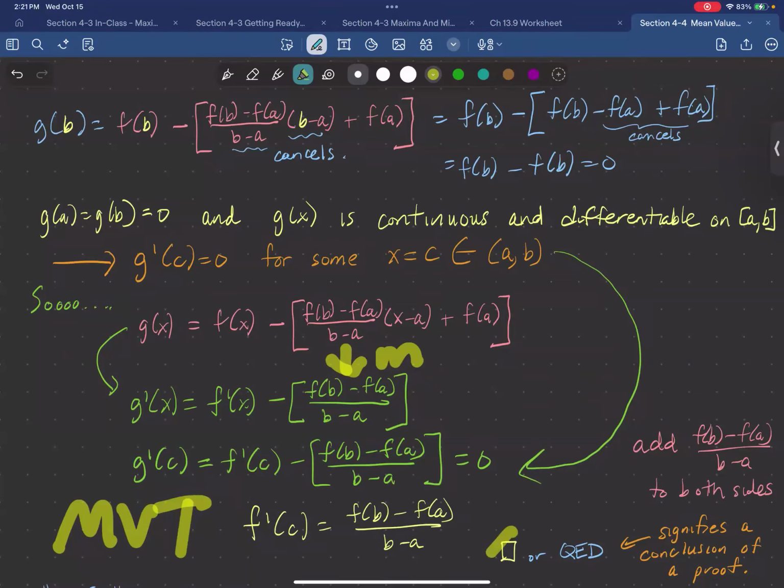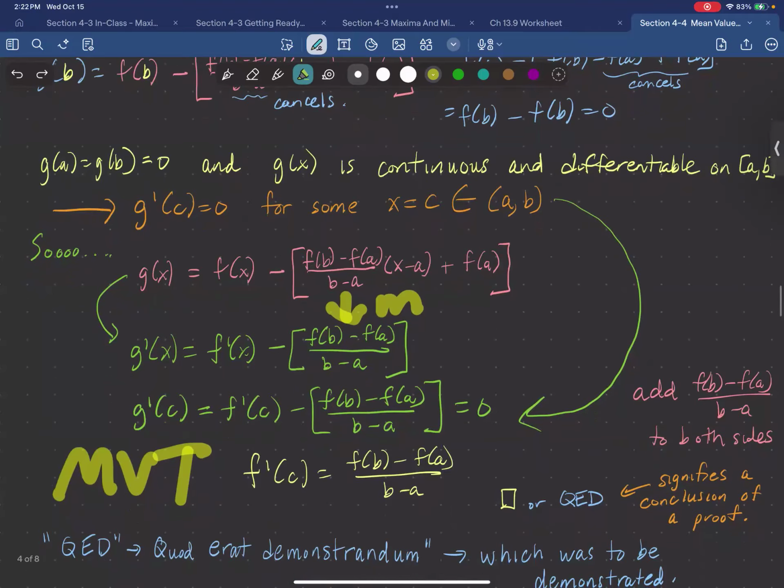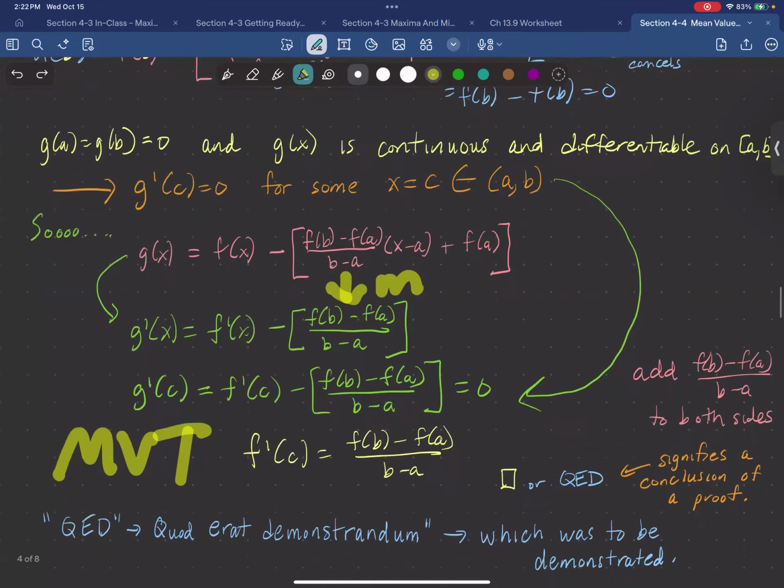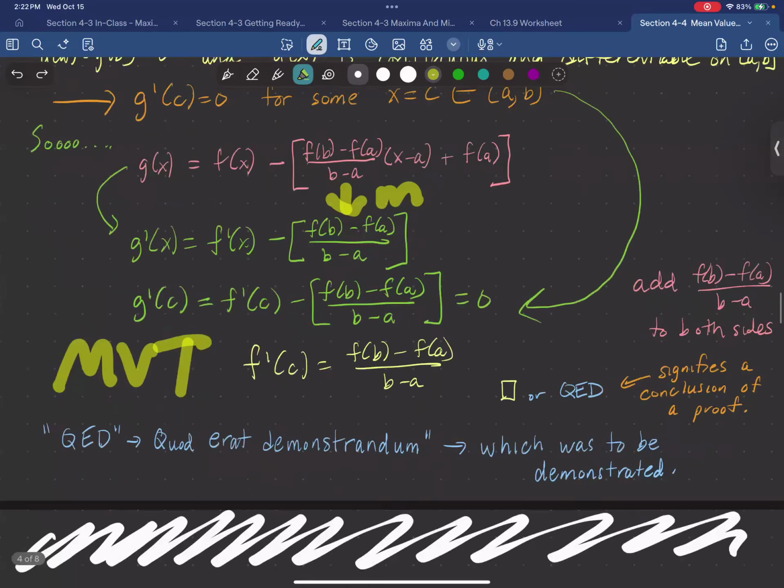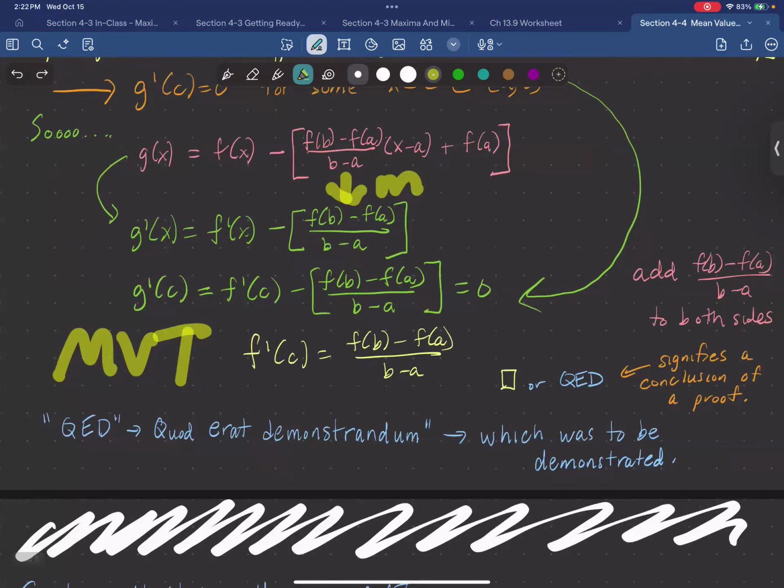And when you see a little box like this, or QED, this means proof is done. It signifies a conclusion of the proof. QED, I think it's pronounced quod erat demonstrandum, which is Latin for which was to be demonstrated. So we showed what we needed, and this was to be demonstrated, and we did demonstrate it. So that's the proof of the mean value theorem. And now that wasn't all that exciting, but it does show how it works. It's Rolle's theorem generalized. Let's do another video for our examples.